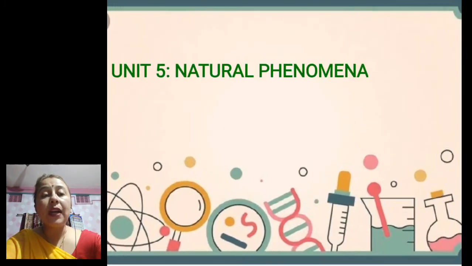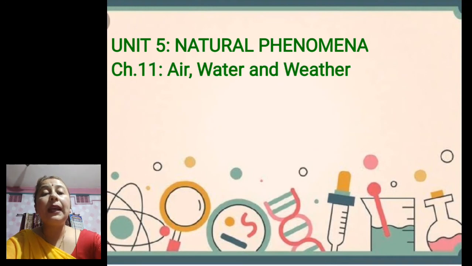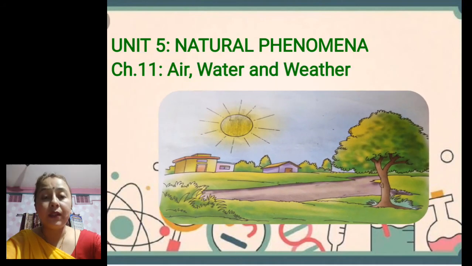So the next chapter is from unit 5, natural phenomena. That is chapter 11, air, water and weather. Here we will learn about air, what is water, what are the sources of water, and what is weather, how the weather is changing. So all these things we will learn in chapter 11, air, water and weather.